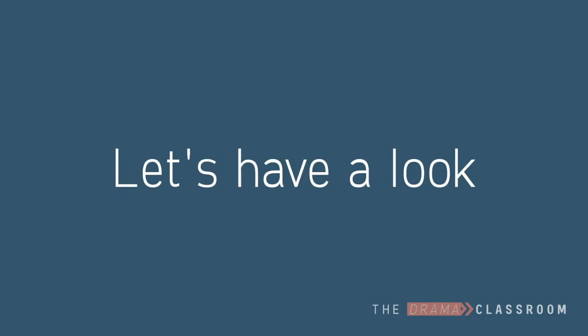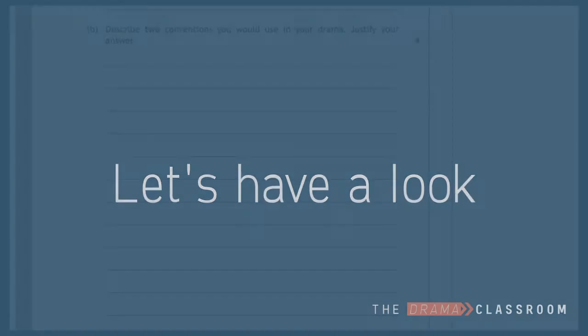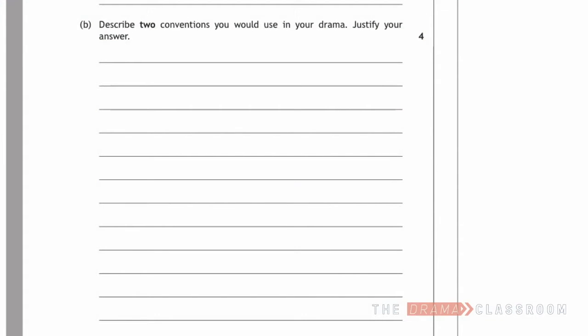Now let's look at a question from the National 5 written paper. So let's have a look at this question here. It says, describe 2 conventions you would use in your drama. Justify your answer. Okay. So, the first thing that we're going to obviously have to think about here is it's asking us for 2 conventions and it's 4 marks, and it's also justifying your answer. Now, we firstly have to think about, we have to have a knowledge of what conventions are before we actually answer this question. So we need to think about 2.